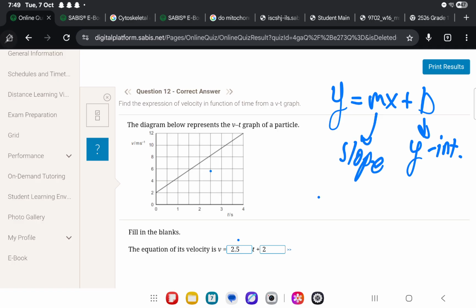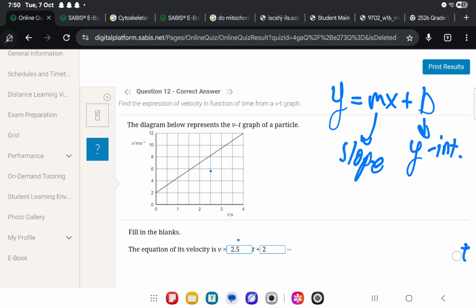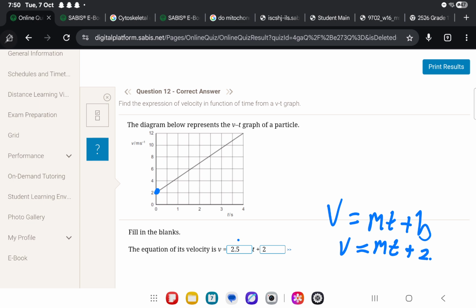Now, obviously, y and x is when you have given an xy graph, right? But here, what do you have given? You have given a vt graph. So, v is my y and my x is equal to my t. They're the same exact thing. So, what we're actually going to write it as is v is equal to mt plus b. Now, b is my y-intercept, which I have given here, 2, right? I can find it from the graph. It's where it crosses the y-axis, 2. So, v is equal to mt plus 2, okay?